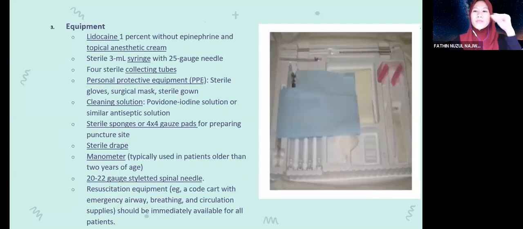Okay, now these are the equipment for lumbar puncture, which includes anesthesia, either lidocaine or topical anesthetic cream, and then syringe with needle, 4 sterile collecting tubes, our own personal protective equipment, cleaning solution, sterile sponges to use the cleaning solution, sterile drape, manometer, but this manometer is not usually used. Okay, next one would be spinal needle with stylet, and we may want to prepare resuscitation equipment in case the patient develops any emergency during the procedure.